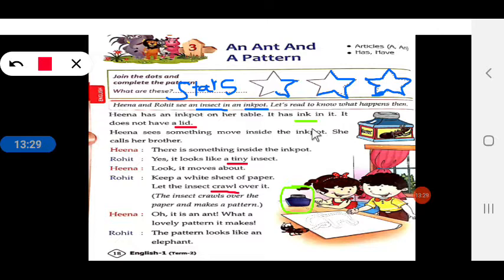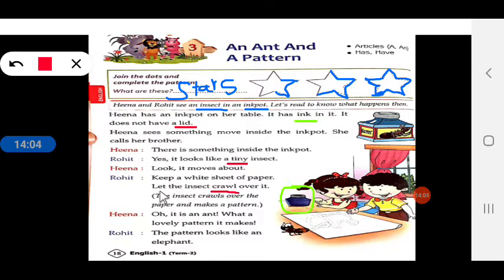So Rohit asks his sister, so you do one thing, you keep a white sheet of paper. White sheet of paper means unwritten paper, okay, and clear paper. You can use drawing paper or A4 size paper. Nothing has been written on it, correct? So we say white sheet paper. So keep a white sheet paper and let the insect travel over it.